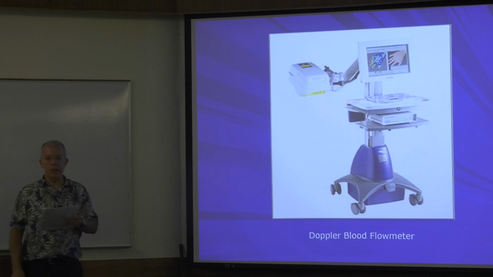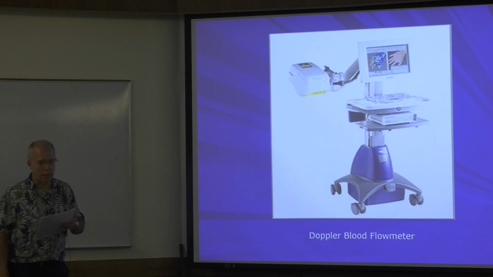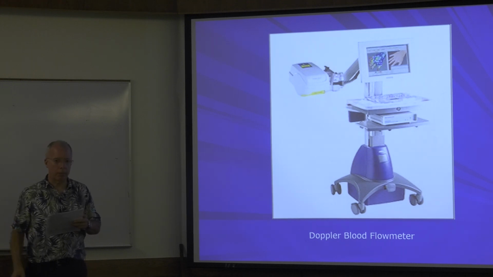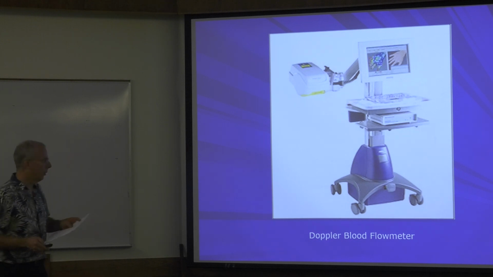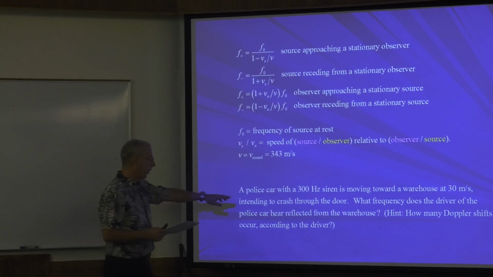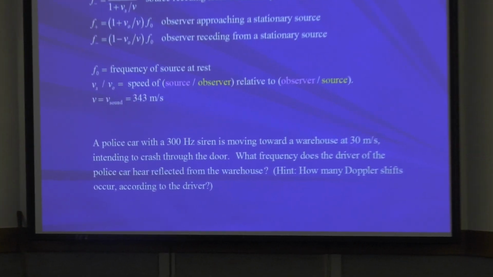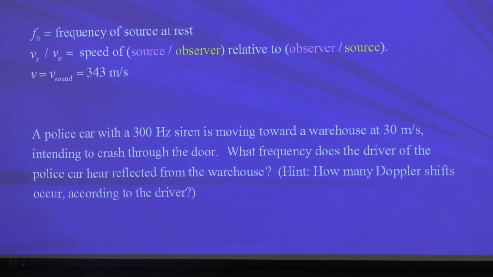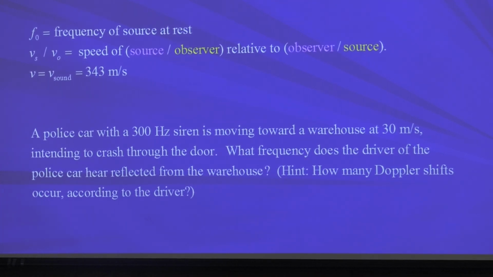I promised you that there'd be a Doppler problem on the exam, so I thought it'd be worthwhile to do one more Doppler problem. And it's kind of a tough one, so let's do it. A police car with a 300 hertz siren is moving toward a warehouse at 30 meters per second, intending to crash through the door. What frequency does the driver of the police car hear reflected from the warehouse? And there's a hint. How many Doppler shifts occur according to the driver?